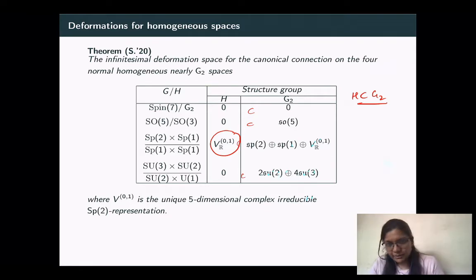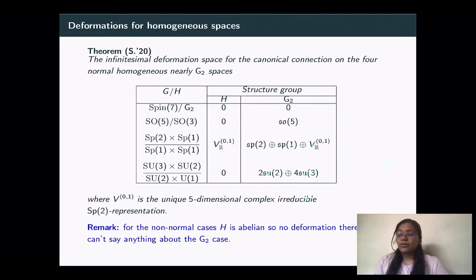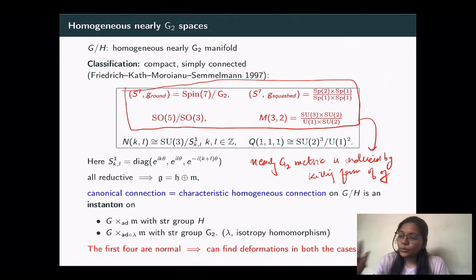This table does not make much sense now, but I promise that at the end this table will make a lot more sense. And there's one more thing. If you remember, we said that there are only 4 normal homogeneous spaces, and that for 2 of them our methods don't work. But luckily we had proved a theorem in lecture 2 that if the structure group is abelian, then the instanton must be rigid. So for the 2 non-normal cases, if you look here, H is abelian in both these cases.